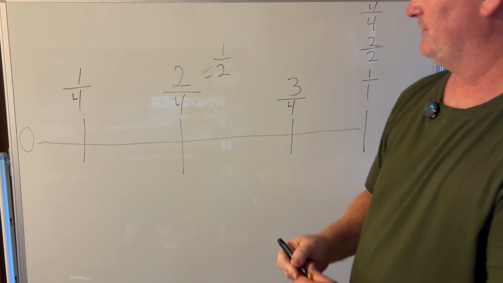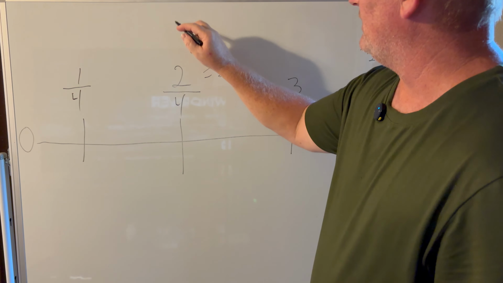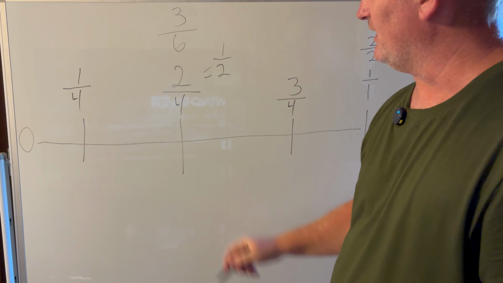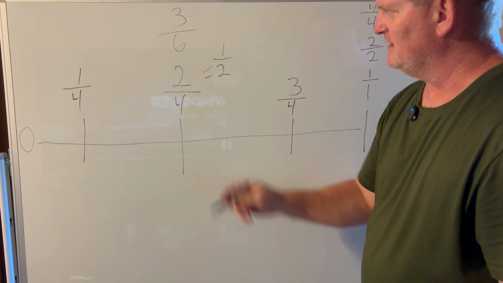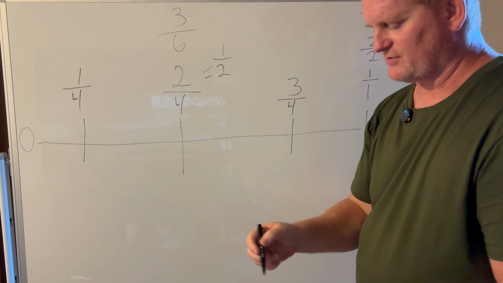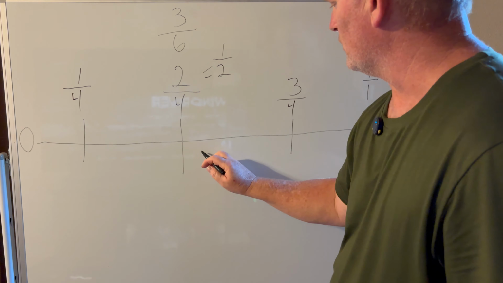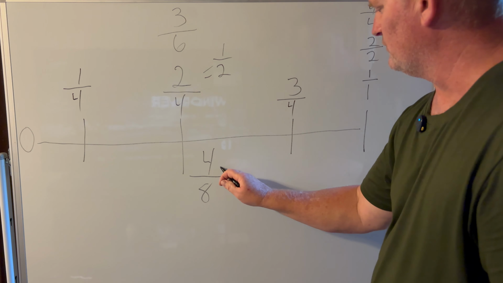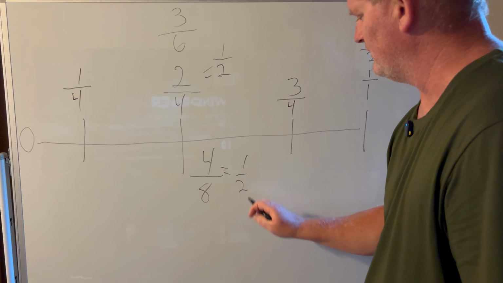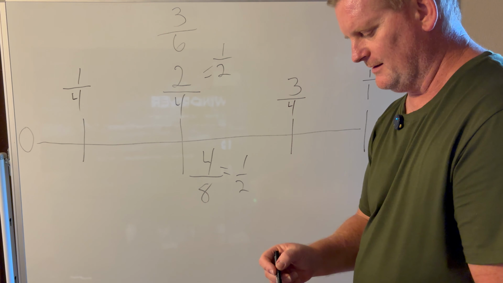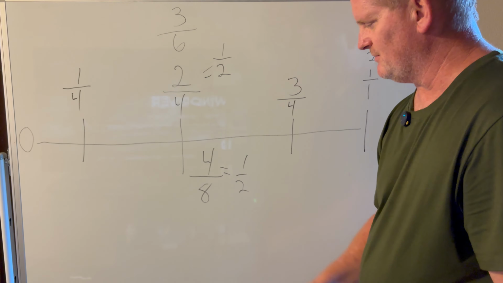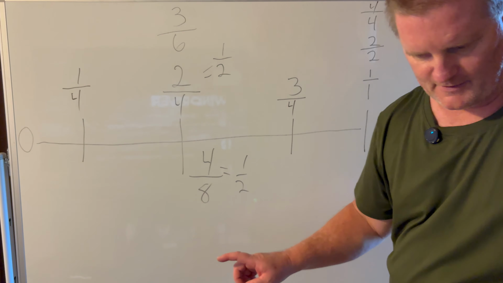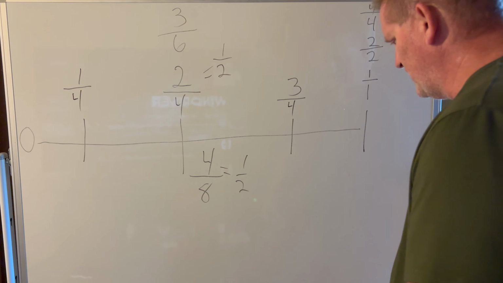Any top number that's half of the bottom number is equal to half. 3 over 6, 3/6 is half. Why? Because 3 is half of 6. 4 is half of 8. Therefore, it is equal to 1/2. If the top number is half of the bottom number, it is equal to 1/2. All right? So, that is fractions.